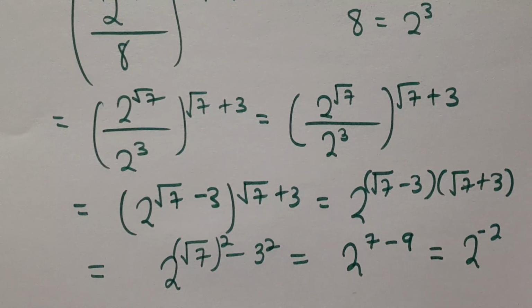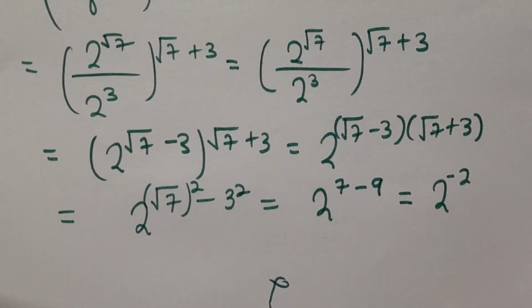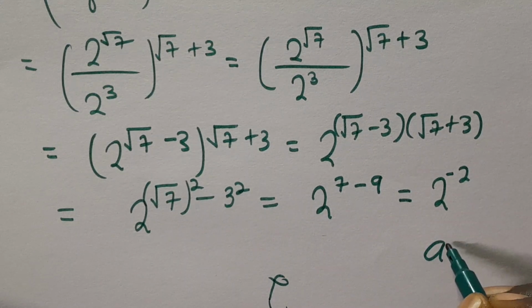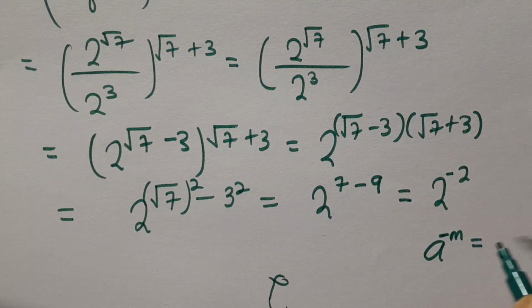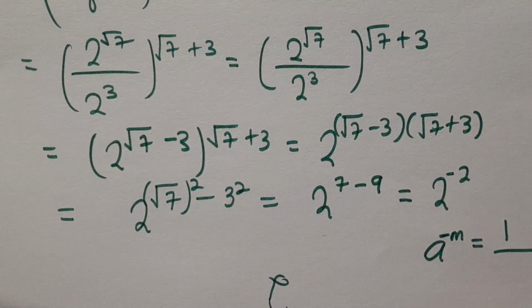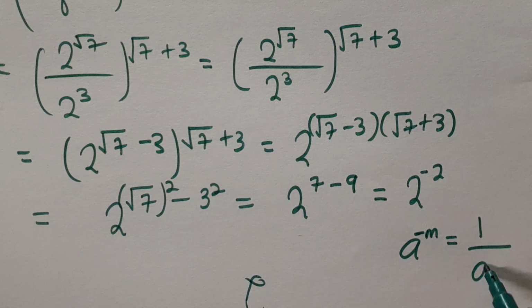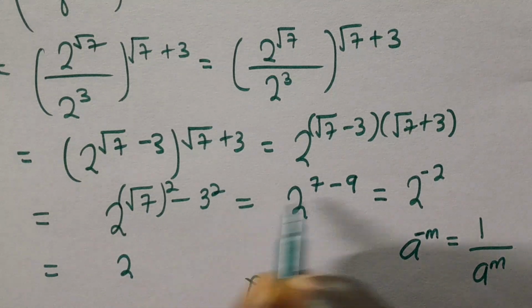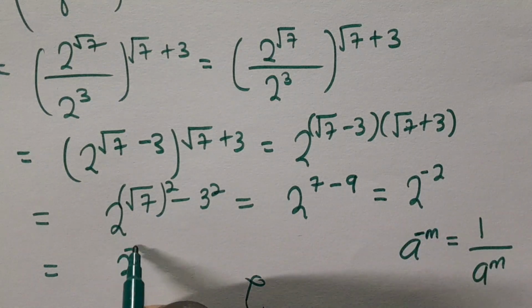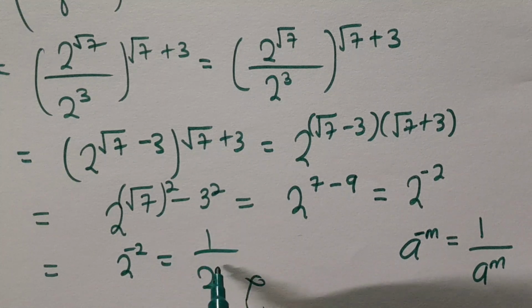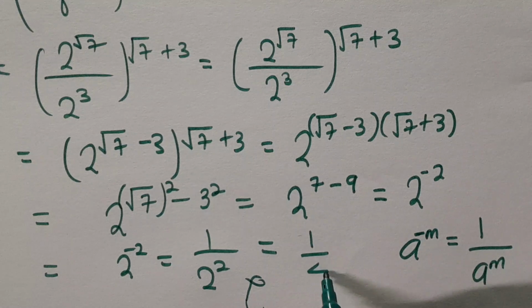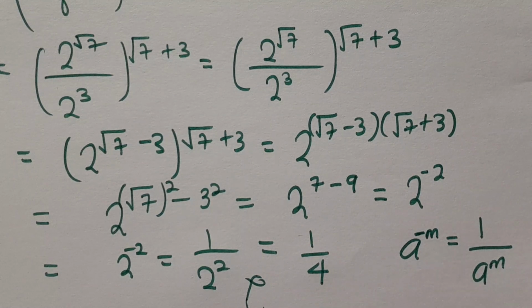And again, according to law of indices, when we have a raised to power minus m, it is equivalent to 1 divided by a raised to power m. So from here also, it implies that 2 raised to power minus 2 will be equals 1 divided by 2 raised to power 2. And this will be equals 1 divided by 4.